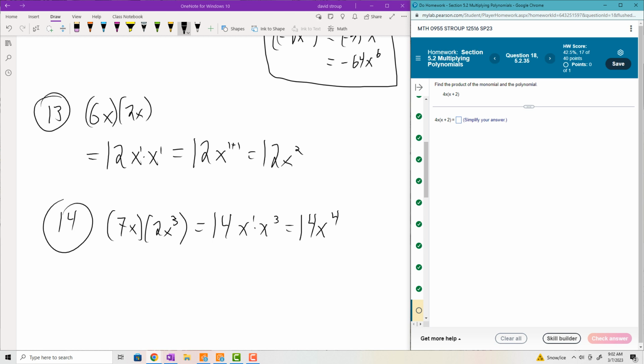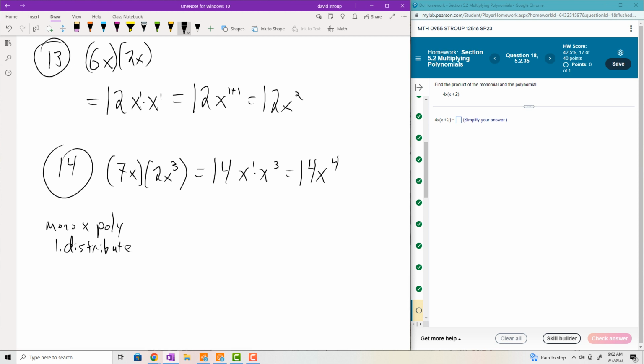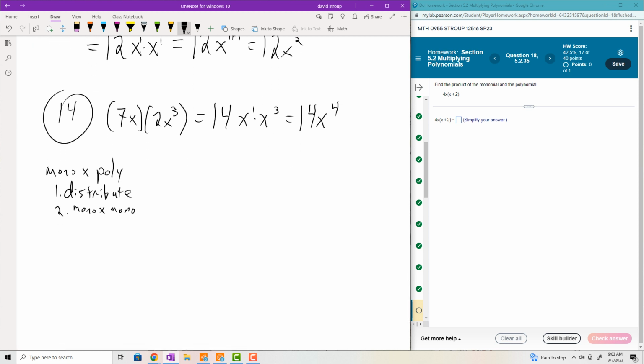Okay, so now we're into monomial times polynomial. And I hit the button on my marker again. There we go. And what this comes down to is distribute and then follow the monomial by monomial rule. So you're going to multiply out the constants and then multiply out the variables.